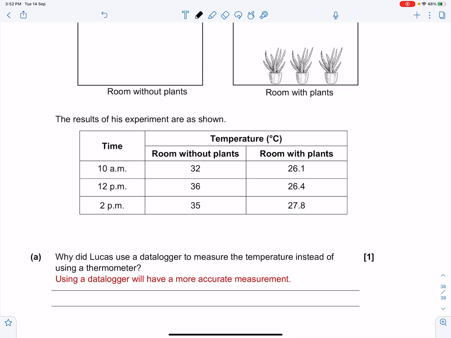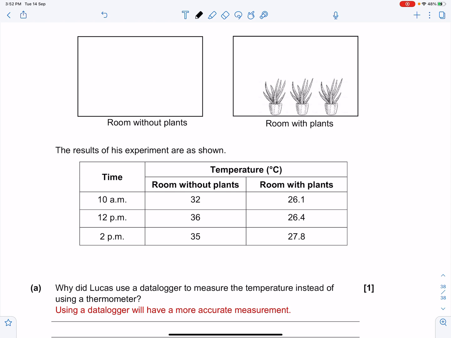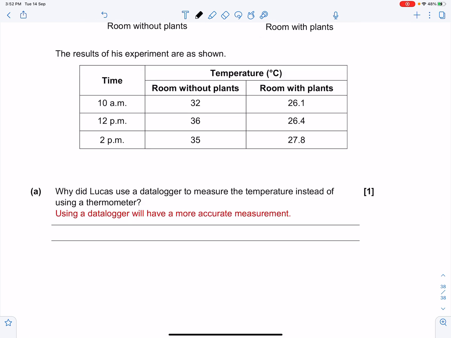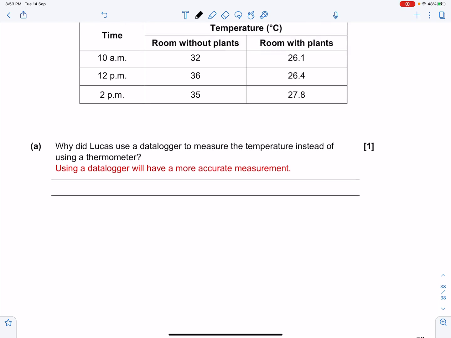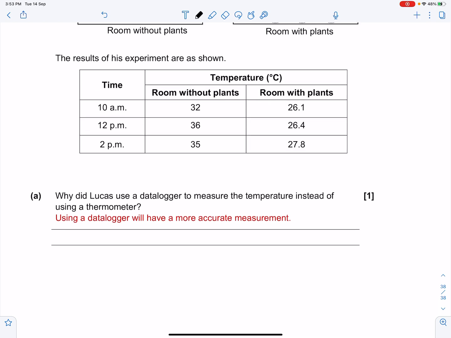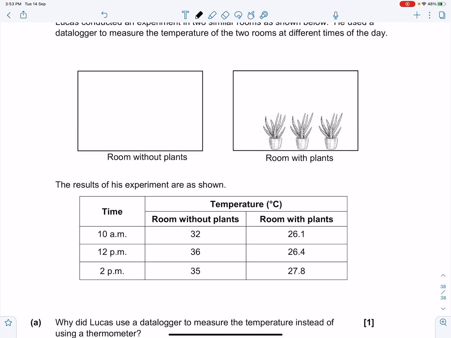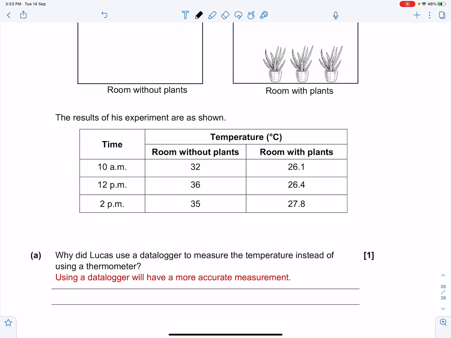All right, you can take a look at this. This question talks about how you can use a data logger to have better, more accurate measurements. A normal thermometer may not be able to capture it so accurately, due to human error and the fact that the intervals of accuracy are not there. It can only read up to 0.1 accuracy.